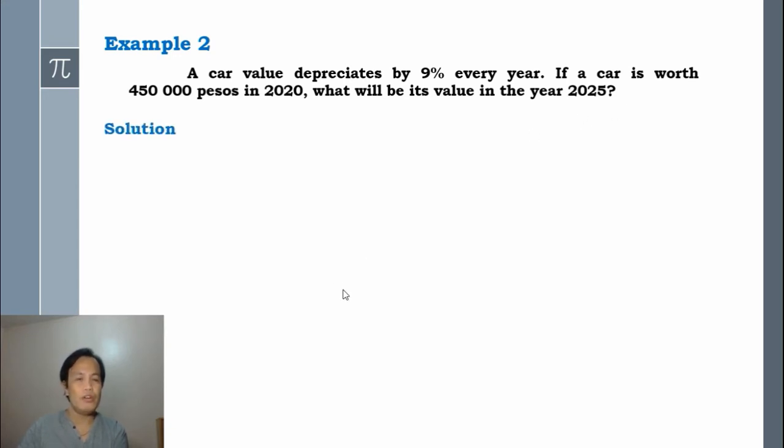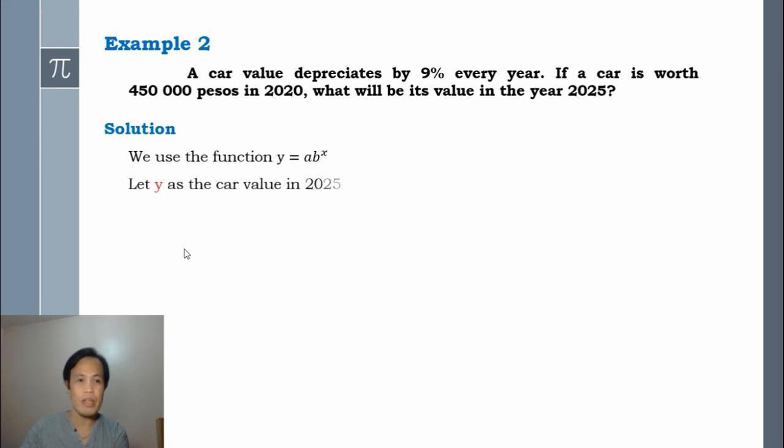For the solution, of course, we use the same function, y equals a times b raised to x. We let y be the value of the car in the year 2025. Then we let x be the time in years. We'll count the number of years from 2020 to 2025. Then we let a be the initial value. In this case, we have the initial value of 450,000 pesos.